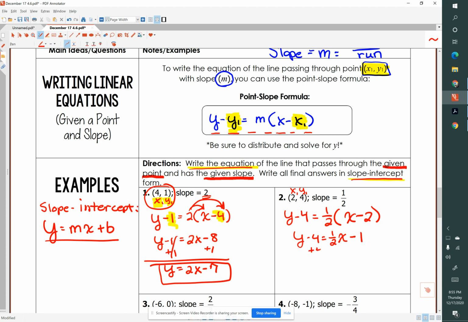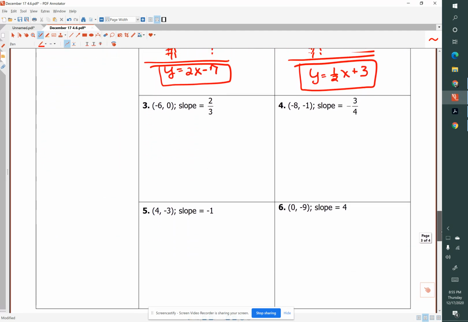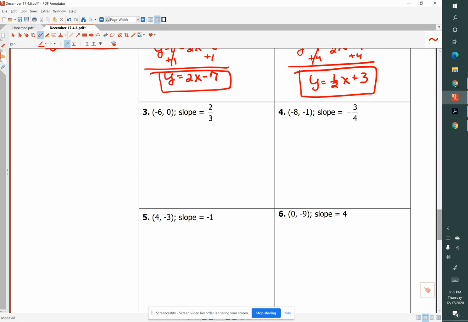Now we'll add 4 to both sides. And y equals 1/2 x plus 3. And that's the final answer. And that's all there is to it. So why don't you try 3, 4, 5, and 6, and then come back and let's see how you did. The challenge in these next group is going to be the negatives. So remember, if you're subtracting a negative, you're going to add a positive.